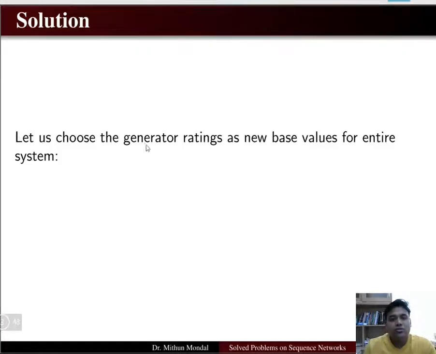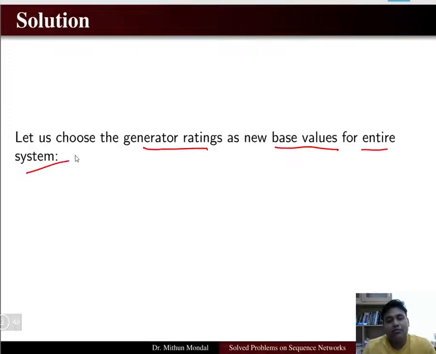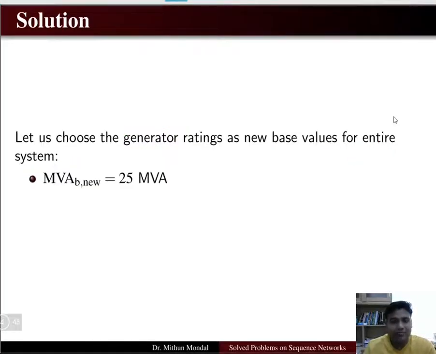First you choose the generator rating as the new base value for the entire system. All the components have been connected to form the single line diagram, and each component has its own per unit value defined on its own base. So for the entire system you have to choose the generator rating as the base values. The MVA base will be 25 MVA for the entire power system network, and the voltage base will be 11 kV for the network.